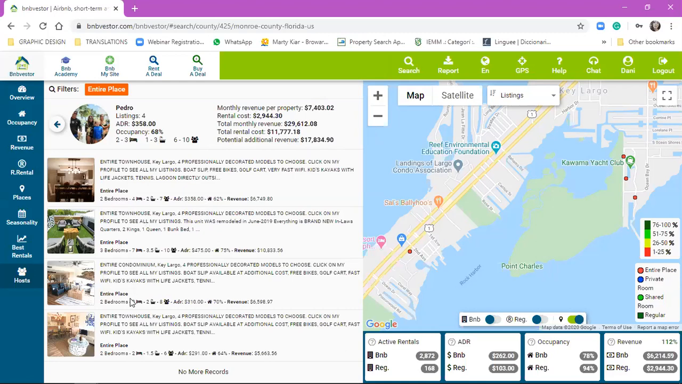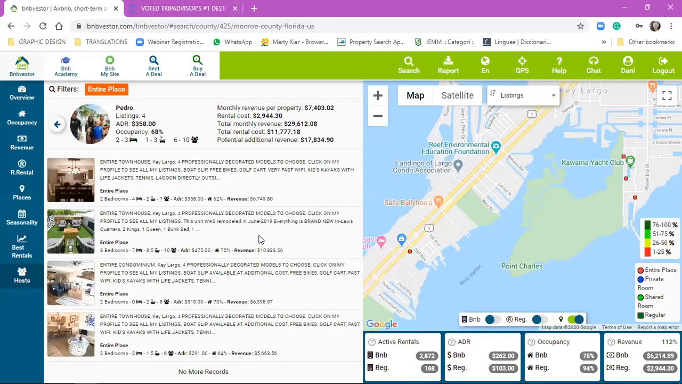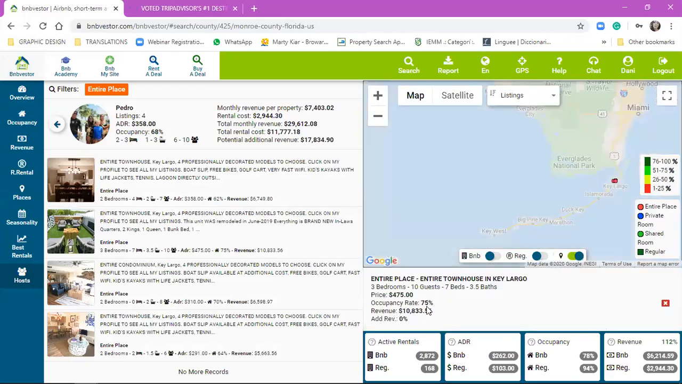2 bedrooms, 3 bedrooms. And if you even click on the actual properties, it will take you to the Airbnb website as well. You can click here and it will show you the property, but if you click also in the map area, it will take you to the Airbnb property as well.